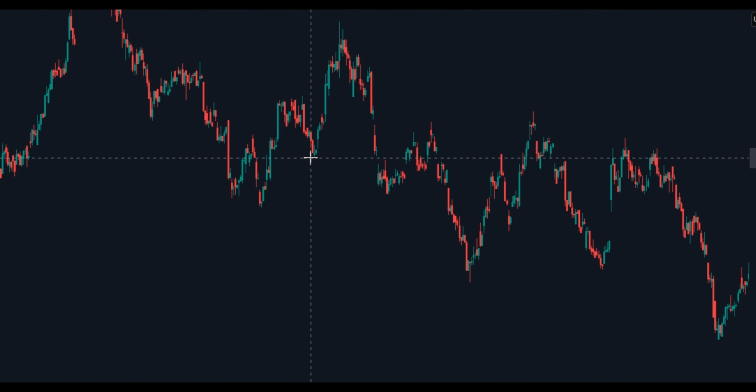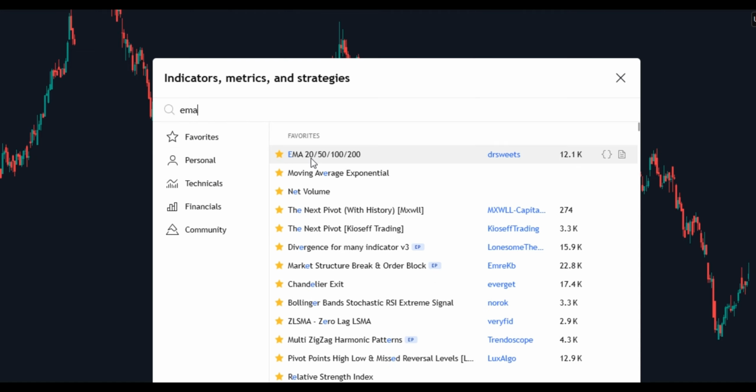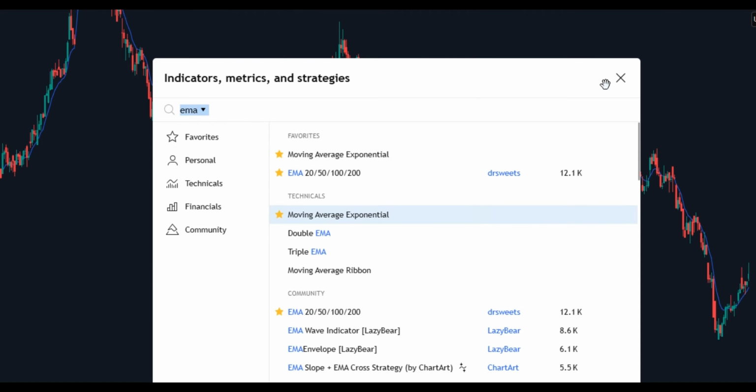Now, let's move on to the third indicator, the 200-period exponential moving average, or 200 EMA for short.